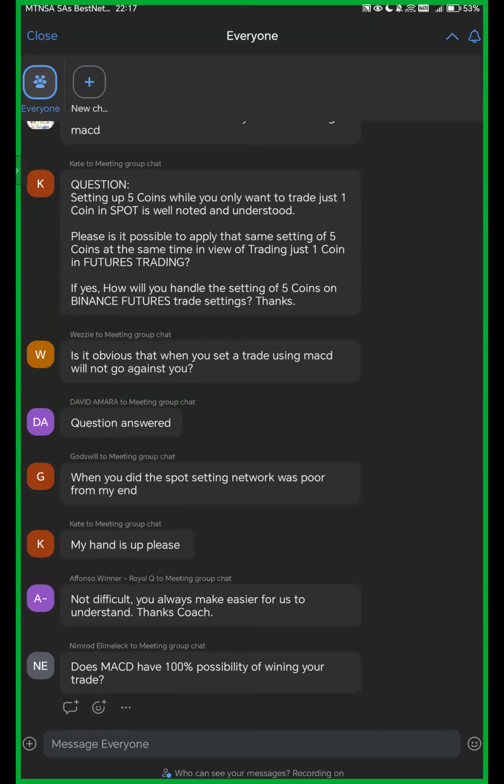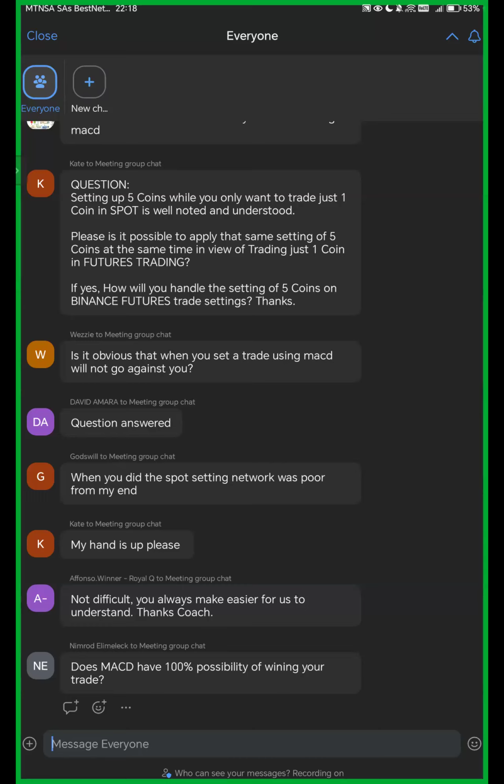Does MACD have 100% of winning your trade? The MACD does not help you to win the trade. What helps you to win the trade is the direction of the market that you have predicted. The MACD helps you to make good entries. Good entries are essential in the trading aspect.